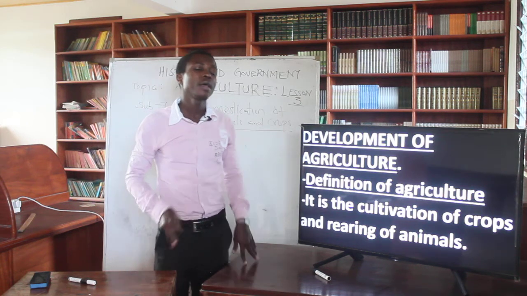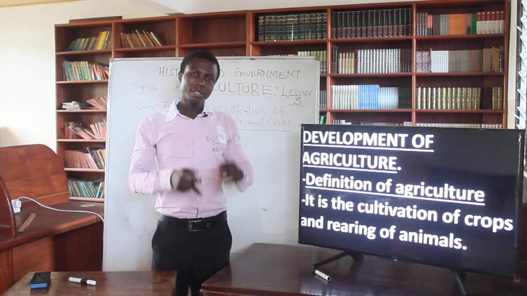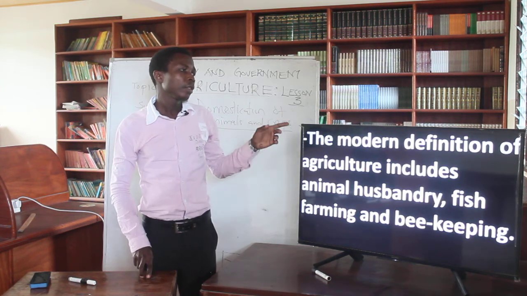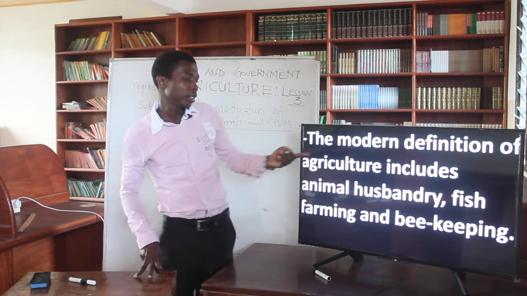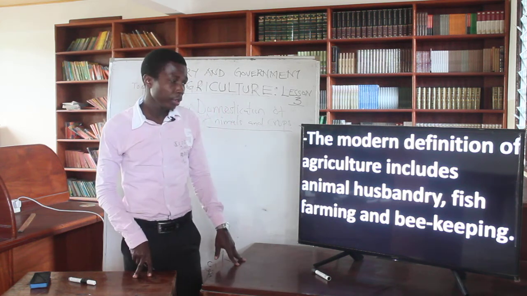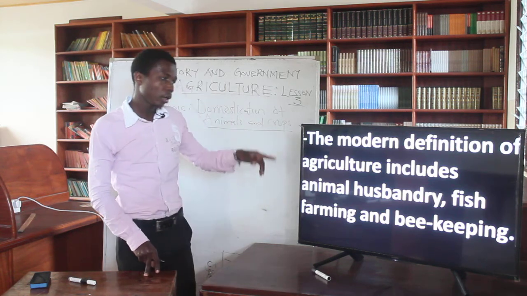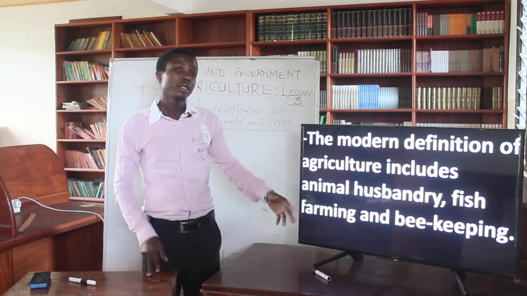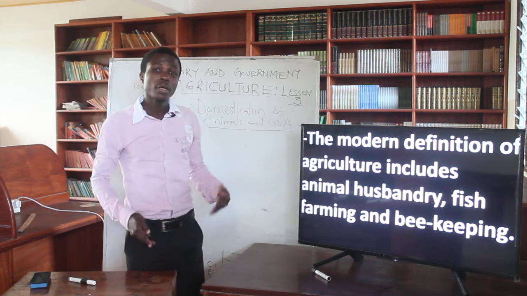In this lesson we are going to talk about the ancient practice of agriculture. The modern definition of agriculture may be very different in that it includes animal husbandry, fish farming, which is aquaculture, and beekeeping. So when we talk about beekeeping, that is the modern definition of agriculture.